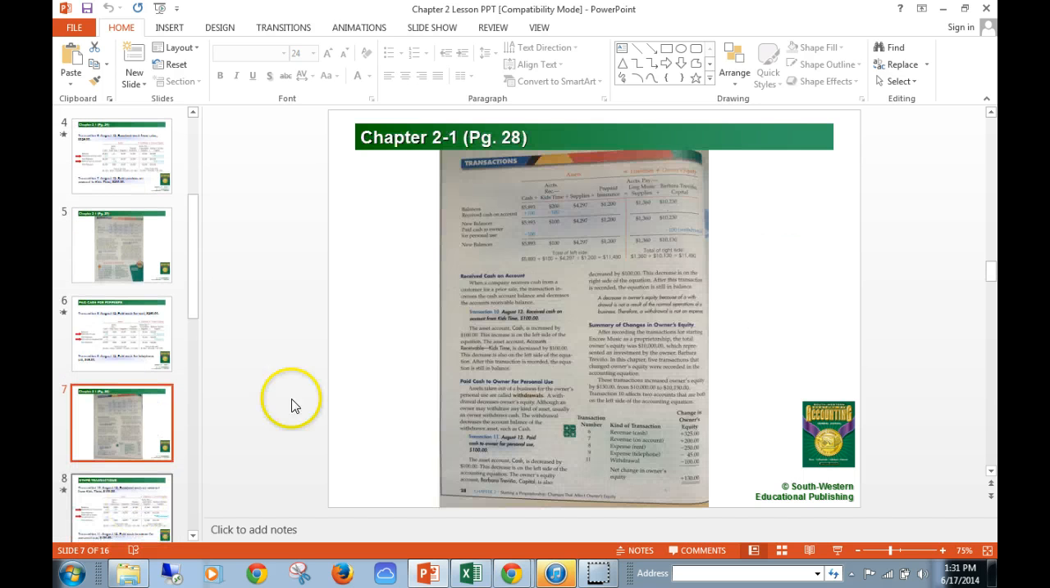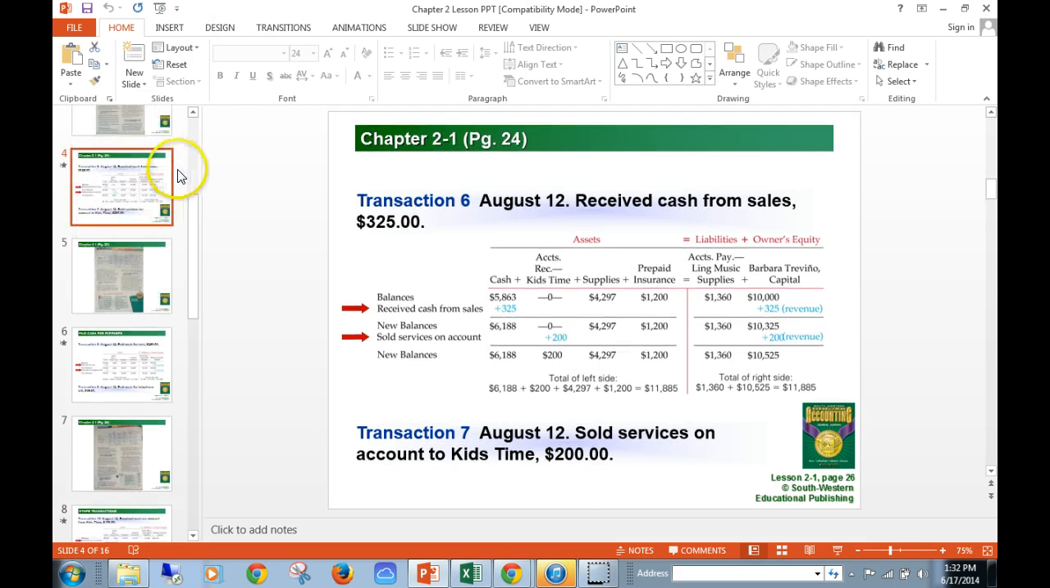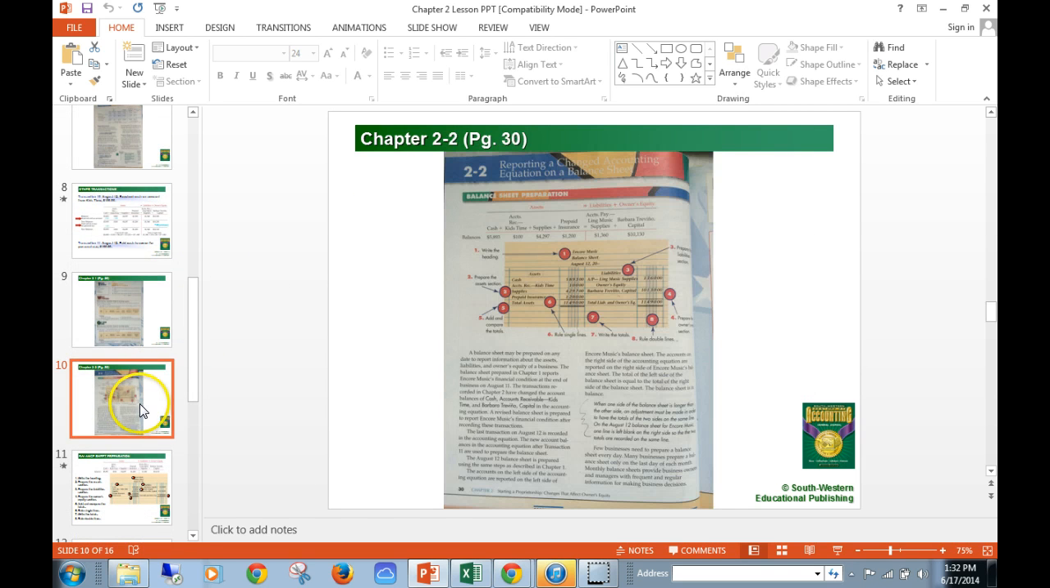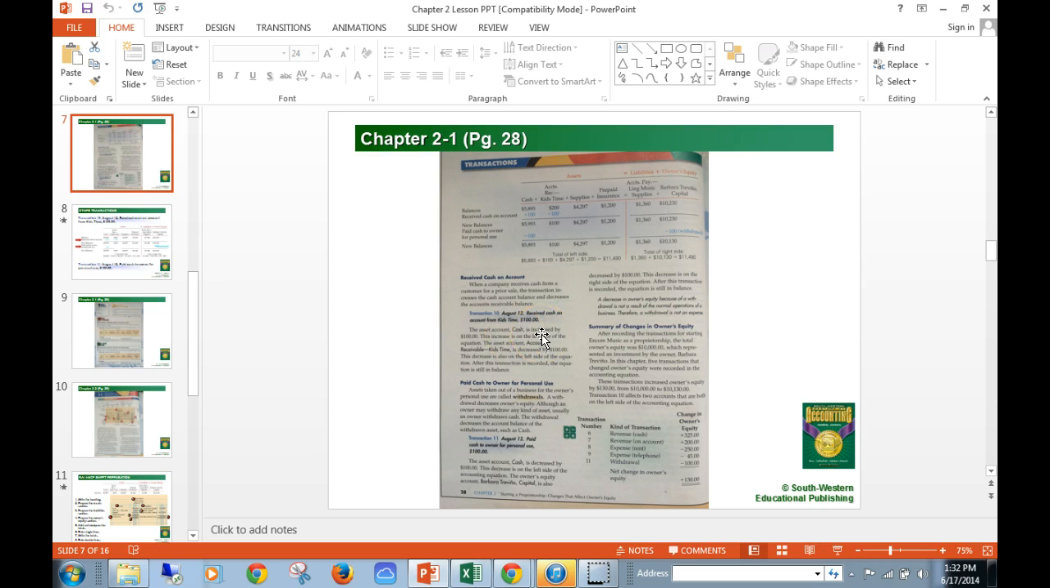Moving along, trying to get through this quickly here. The last two transactions are a little bit tricky. We're going to receive cash on account, and that's this section right here, received cash on account. So when a company receives cash from a customer from a previous sale, if we go back up to transaction 7, we sold services on account for $200 to Kids Time. Well, eventually they need to pay us back, and that's what we're going to record in this transaction right here. So we received the cash on account from Kids Time for $100. They're only paying us half, which is okay. It's probably part of the agreement.